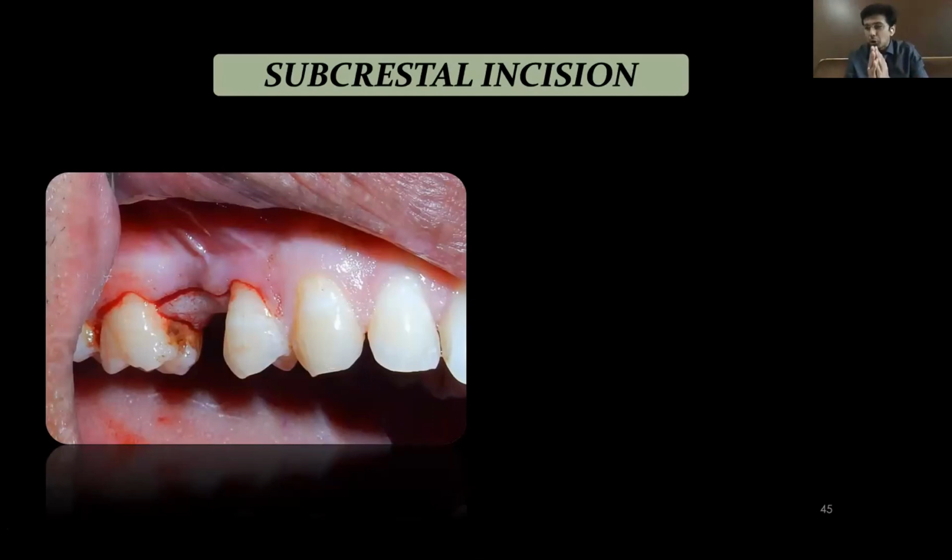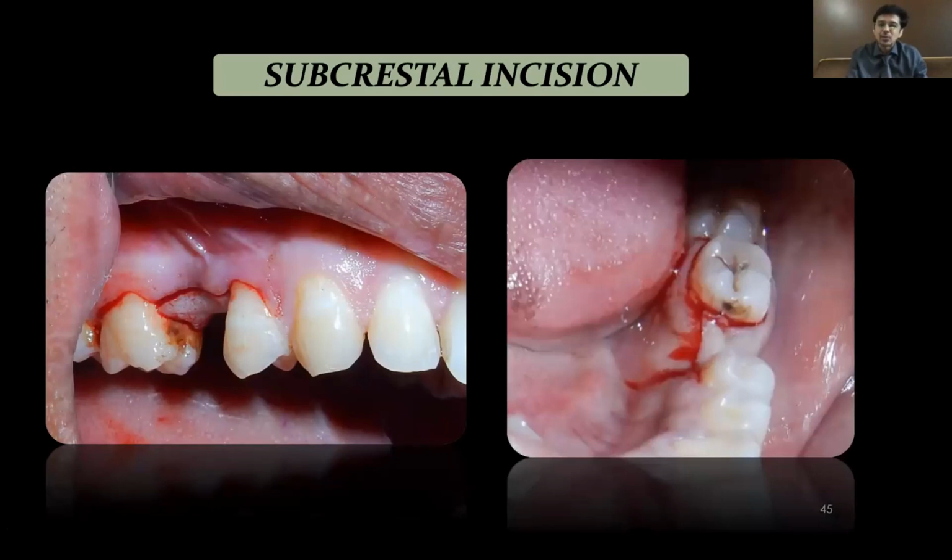This has a lot of technical advantage at the time of performing implant surgeries, because at the time of drilling and at the time of placement of the implant, retraction becomes very easy. And similarly, if you are placing an implant in the second or the third quadrant, the subcrestal incision has to be on the lingual side. So just remember this with regard to the subcrestal incision.